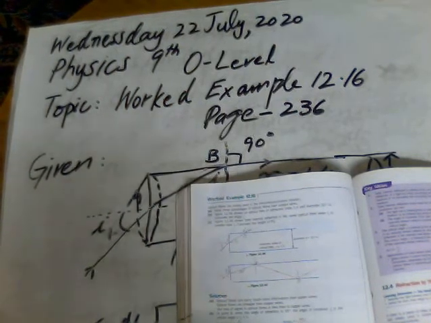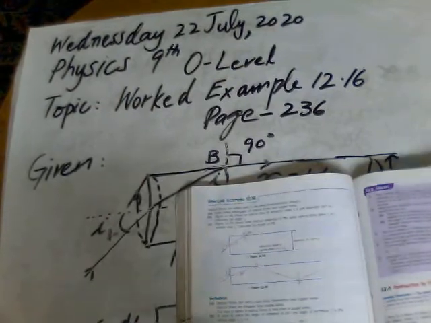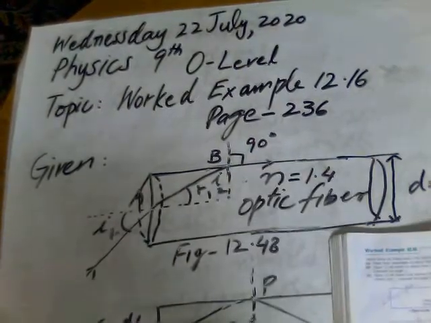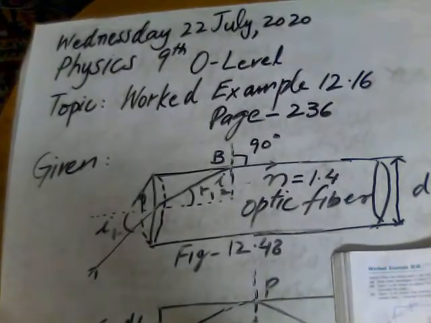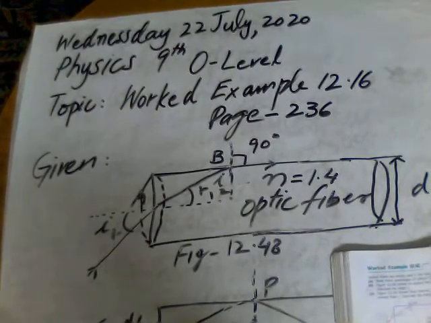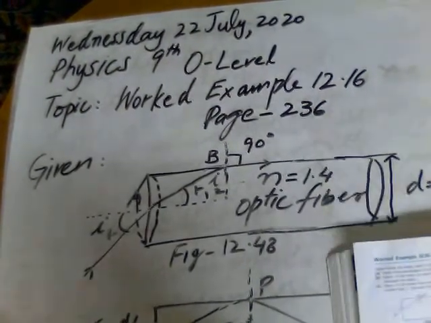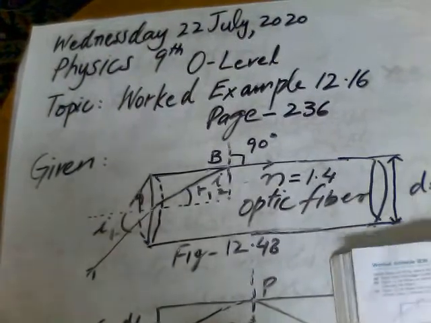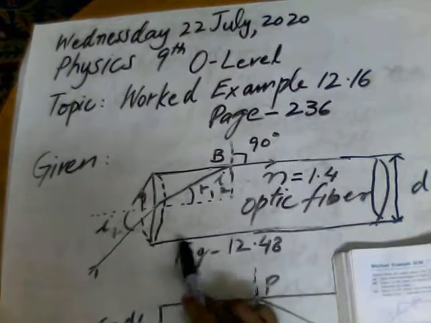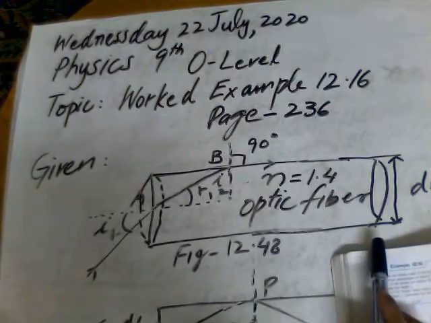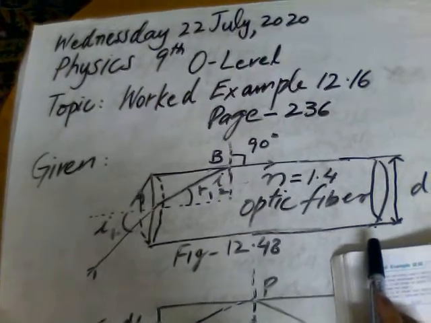Now, it was the first part. Now the figures. Look at the figure 12.48. There is a figure of optical fiber, a piece of optical fiber is shown in the figure.